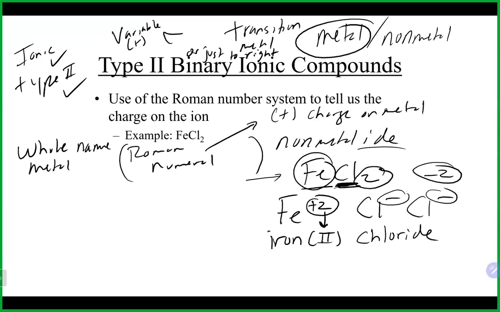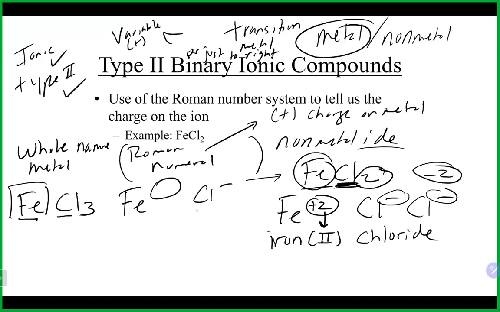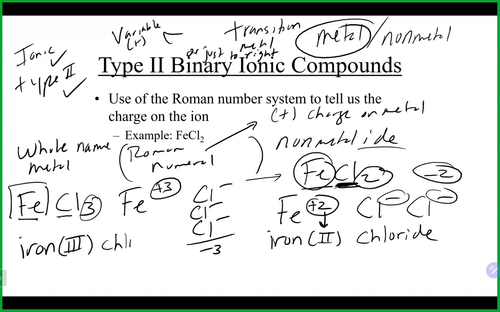The reason we need the Roman numeral in this case is if I had FeCl3, we got kind of the same situation. That's a metal. That's a non-metal. That is still our transition metal. So in this case, we have an iron, but we have 1 Cl, 2 Cls, and 3 Cls. That gives you a -3 charge. In this case, to balance it out, the iron actually will have a +3 charge. And the name on this guy would be iron Roman numeral 3 chloride. And that is, again, where the Roman numeral 3 comes from.